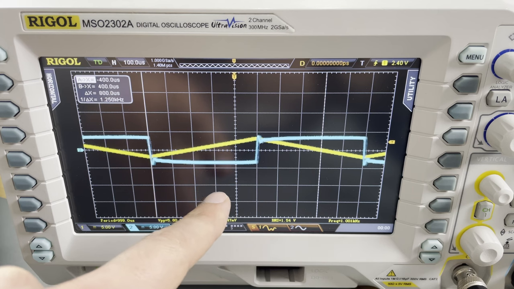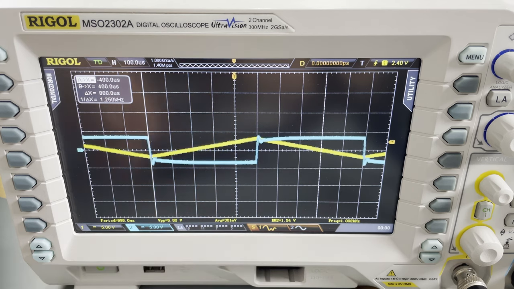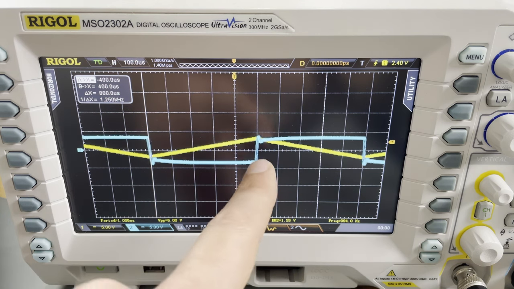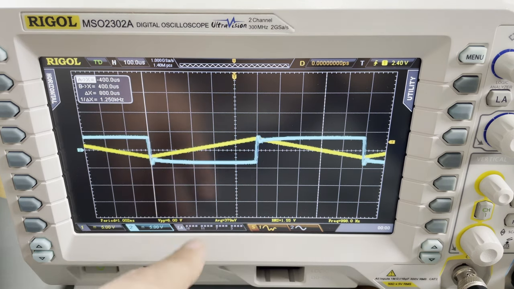So the differential of a ramp wave is a square wave. And this is more of a true square wave. You get some squiggles in the corners, as you'd expect from any sort of imperfect device. So again, if this were perfect, that would be a perfect square wave on the output.